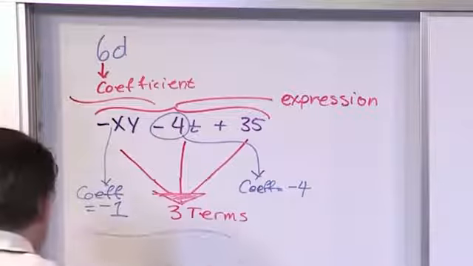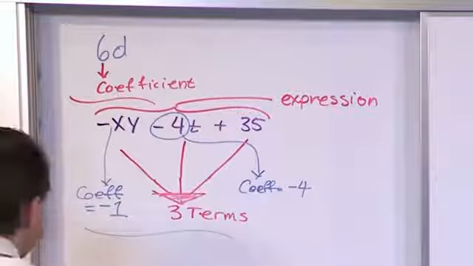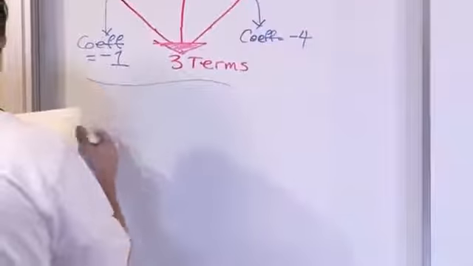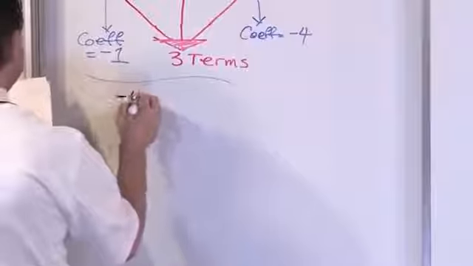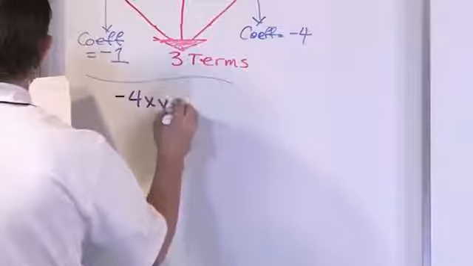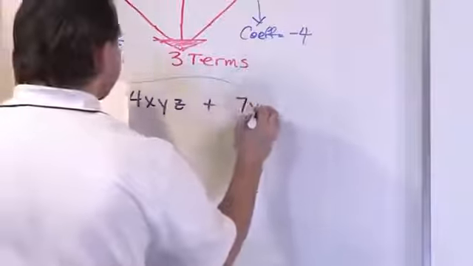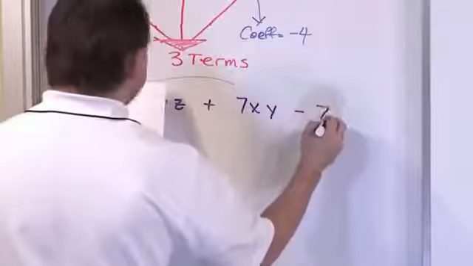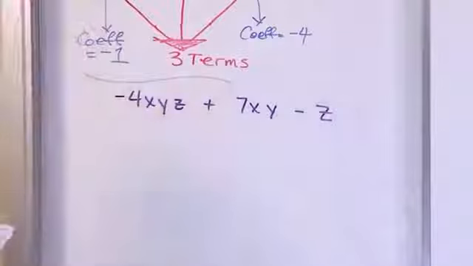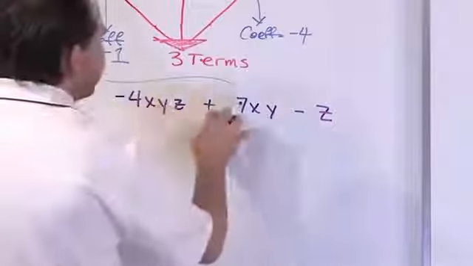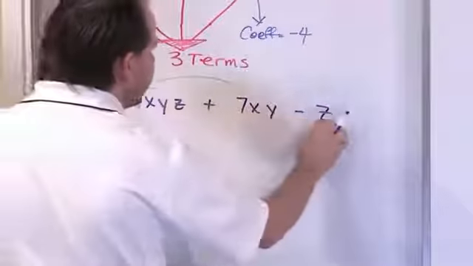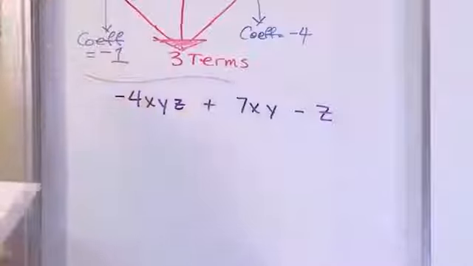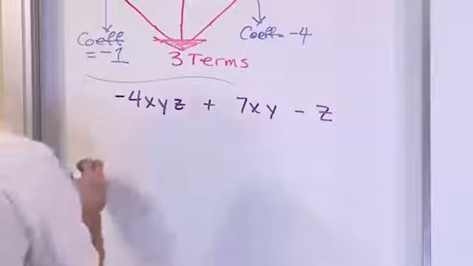So let's give you another little example here, kind of drill this in a little bit more. Let's say you have something like -4 times x times y times z plus 7 times x times y minus z. First of all, how many terms are in this algebraic expression? Well, this is one term, this is another term bundled together, and this is another term. So there are 3 terms. That's the first thing to know.